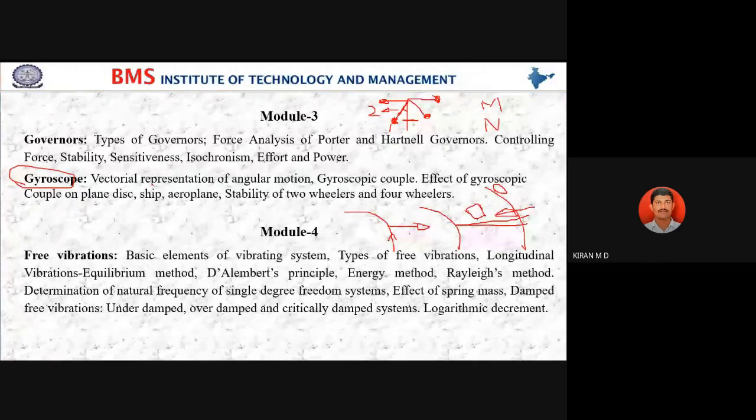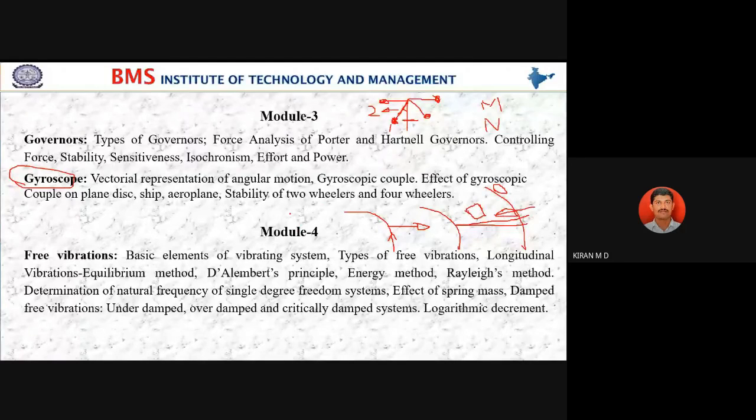A very simple concept. See here also the gyroscope effect, how it acts on two-wheelers. I told you, in two-wheelers we bend. In four-wheelers, when the driver turns the steering of heavy load vehicles towards left, the vehicle bends towards right because of centrifugal force. Like that, ships, planes, aeroplanes. How the gyroscopic effect takes place, we are going to study in the third module.